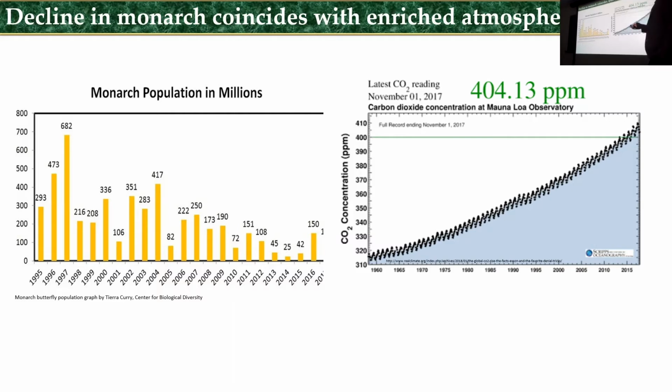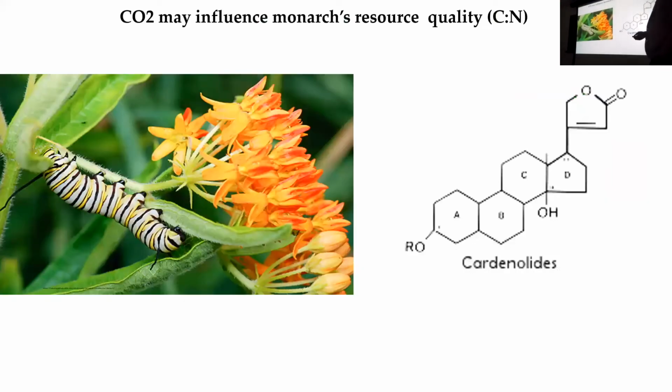Now, although we see these two patterns, correlation is not equal to causation, but we have noticed that there is some environmental change happening, whether it's increase in atmospheric CO2, as well as the decline in monarch populations. The monarch populations may have declined due to their adaptive resource, which is milkweed. So it may be the case that CO2 may be influencing monarch's adaptive resource. And this can be due to the change in the resource quality.